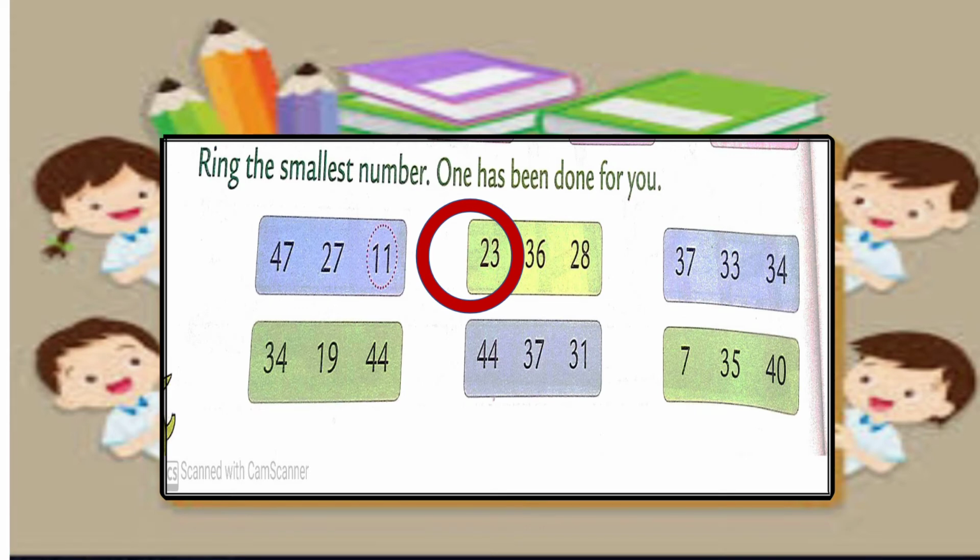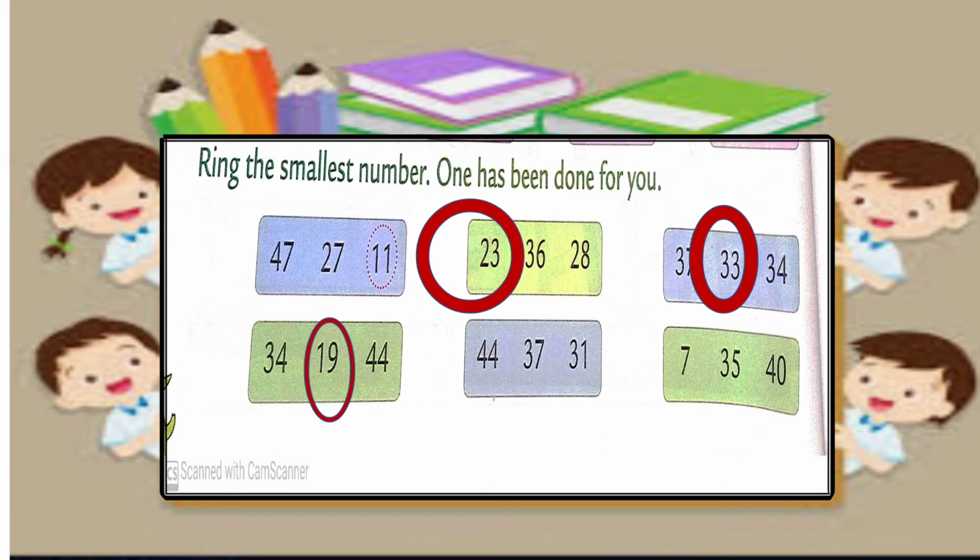Then after we have 37, 33 and 34 as well. Now if you observe, we can say that 33 is the smallest number, so we have to make a circle around it. Afterwards we have 34, 19 and 44 as well. So here we can say that 19 is the smallest number and we have to make a circle around it.